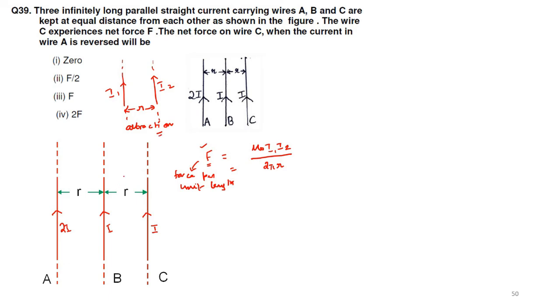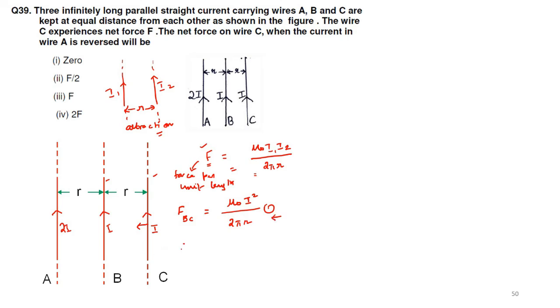Now coming to this, between B and C, the force per unit length is mu naught I1 I2, that is I and I, so I square, we have to use this formula, note that, by 2 pi r. This force is attraction, so like this, towards left, so I indicate here.